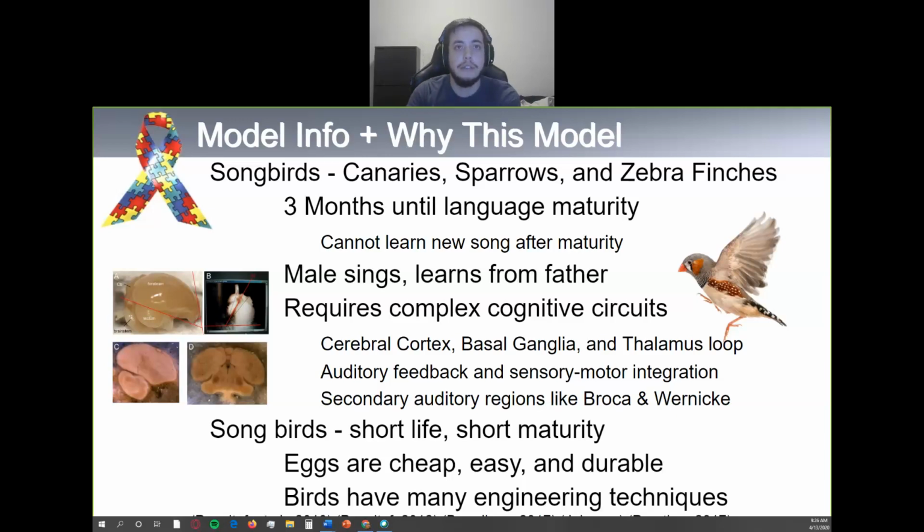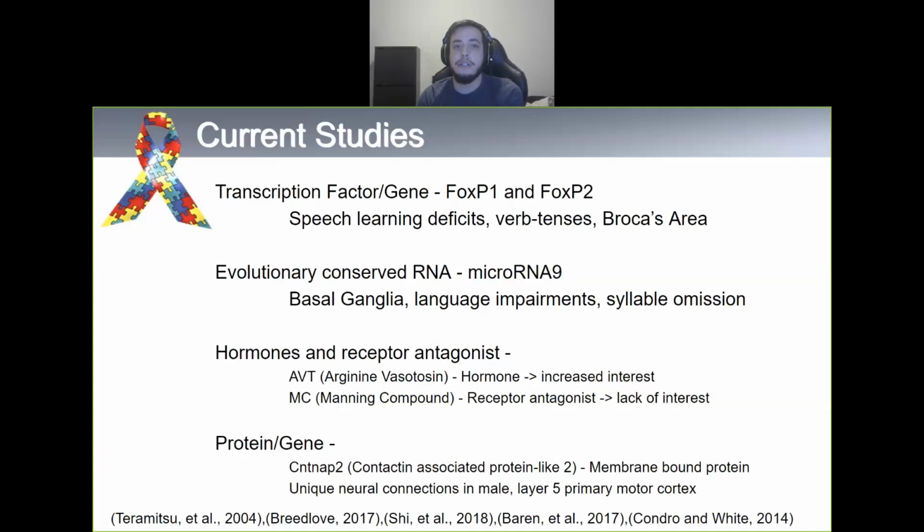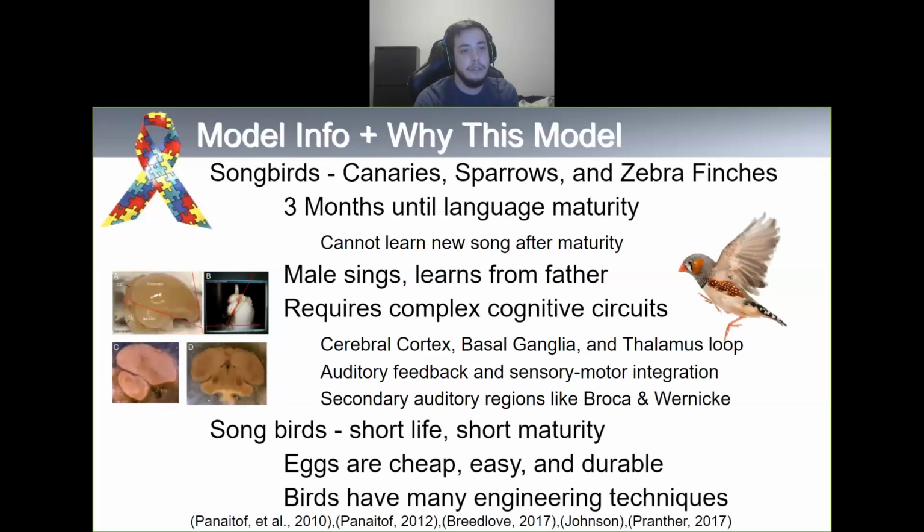A recent study has found songbirds have much greater similarity in neural circuitry and language than originally thought. In songbirds that are learning their song, there's continual integration between secondary auditory regions and sensory motor regions, similar to the integration between Wernicke's and Broca's area in human infants, required for speech and language.